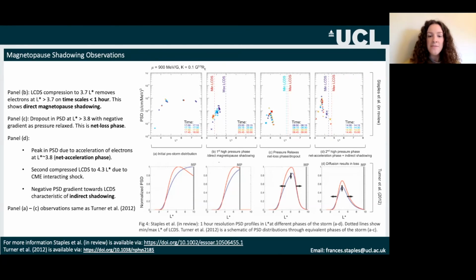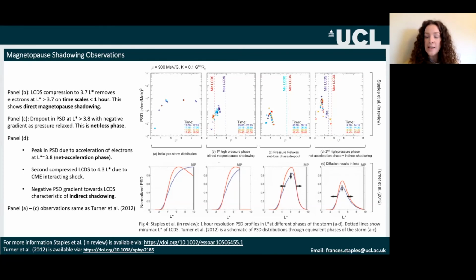During the hour, the phase-space density profile evolved as particles were lost at high L star due to direct magnetopause shadowing. When the pressure relaxes in panel C, we find that there is now a peaked distribution in phase-space density. And above an L star of 3.8, there is a negative gradient in the phase-space density profile.